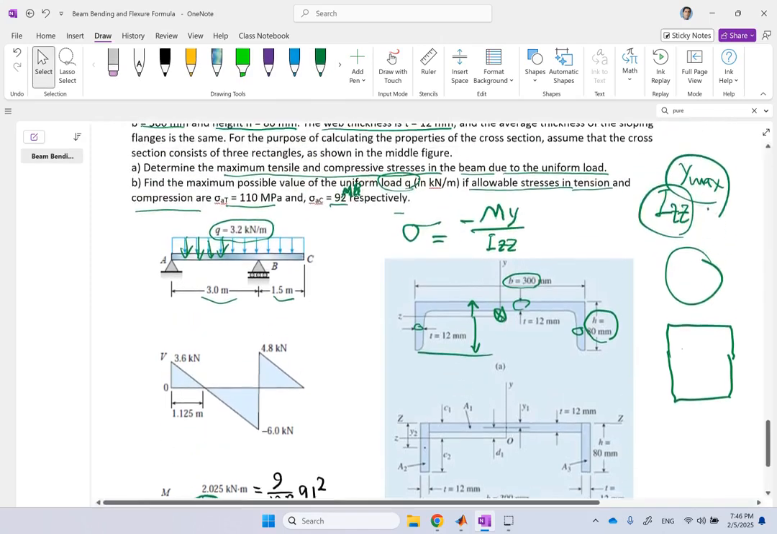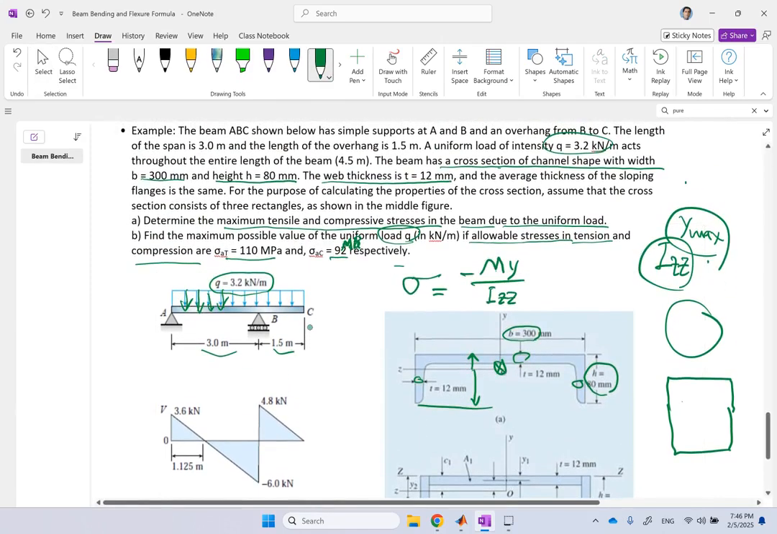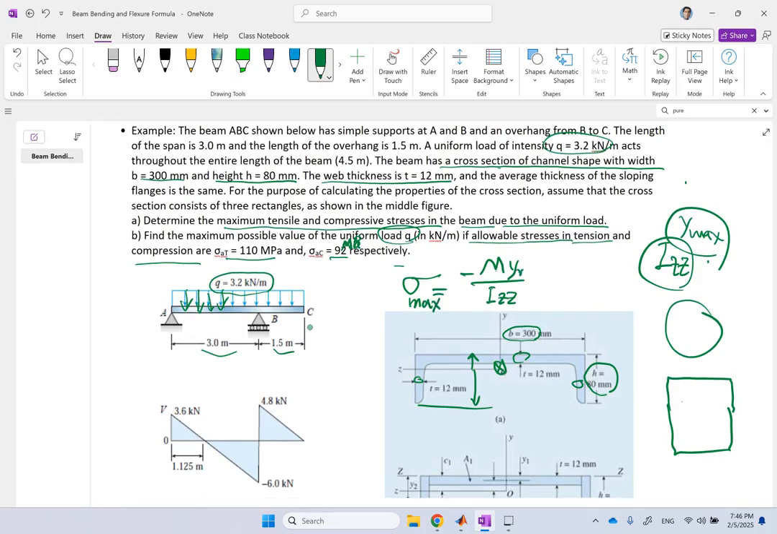So if I want sigma max, what should I do? My goal is to find the maximum stress in this beam. Not only do I have to make Y max, guess what? My M also has to be max. So I have to find where along this beam you have the maximum bending moment, and then at that location on the beam with maximum M, I have to go to the top of the beam or the bottom of the beam to find the spot that has the maximum stress in it. Okay, so I have to maximize both of these.